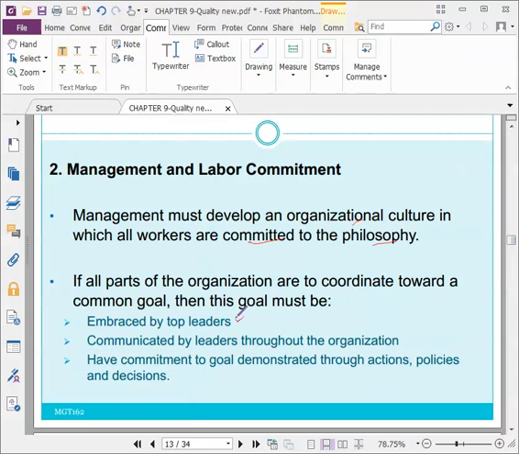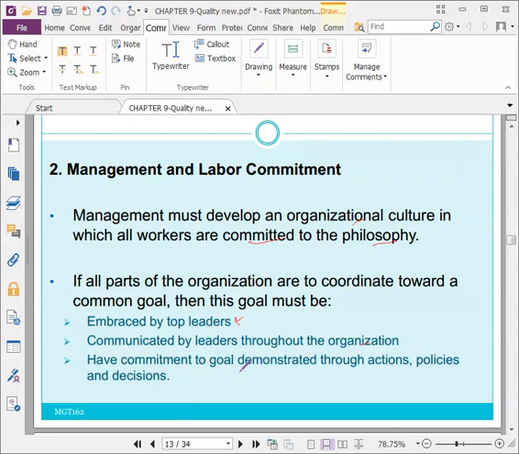Okay, top leaders ni mesti kena tahu. Dia kena faham apakah goal untuk company dia, apa yang dia nak capai. Okay, communicated by leaders throughout the organization. After leaders dah tahu, leader ataupun top management, dia sendiri akan make sure that every person inside their organization, all the employees, know about the goal of the company.